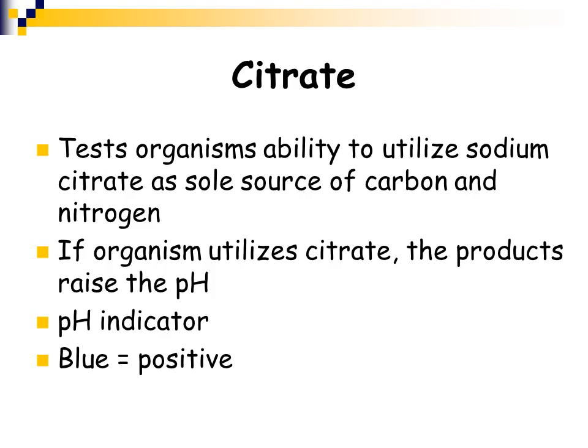The citrate test. This is a test to see if an organism is able to utilize sodium citrate as a sole source of carbon and nitrogen. If the organism utilizes citrate, it raises the pH. There is a pH indicator, and when the pH becomes alkaline, you get a blue color, and blue would be positive, meaning the organism is able to utilize sodium citrate as a sole carbon source.